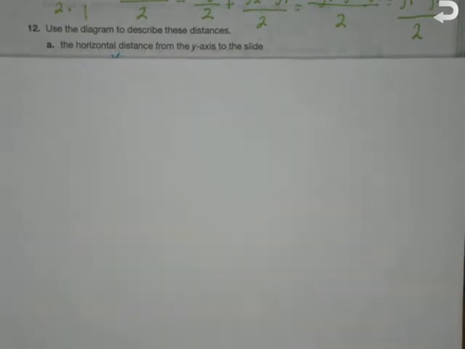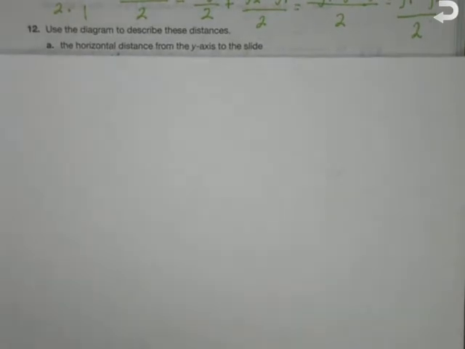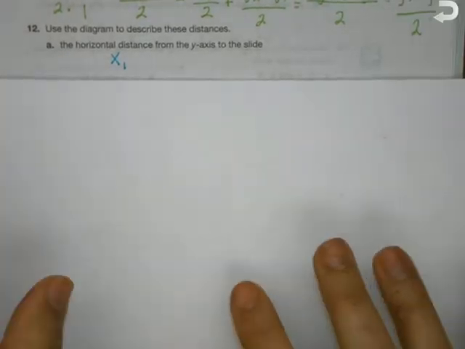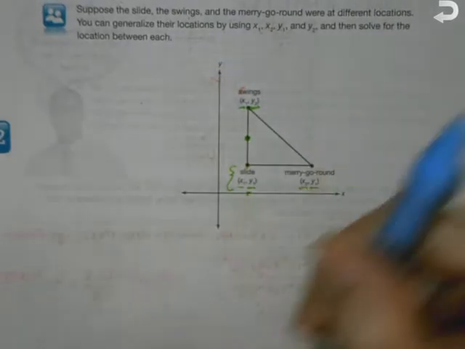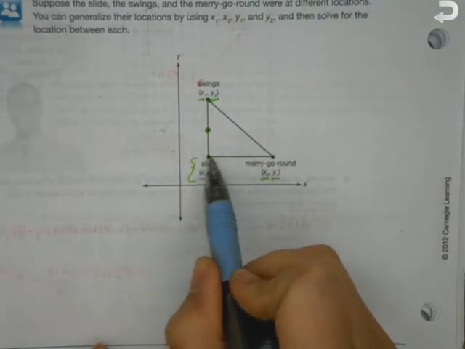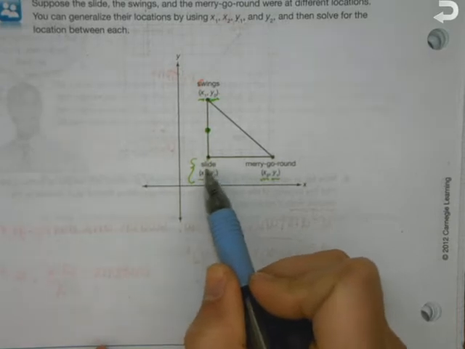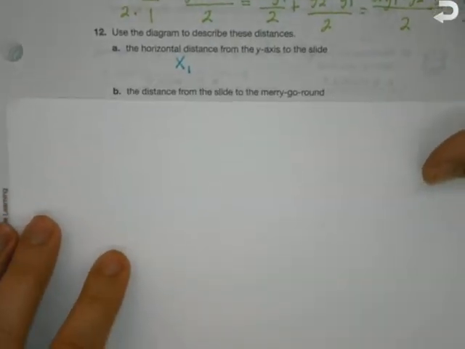Okay, guys, what is the horizontal, meaning side to side, distance from the y-axis to the slide? x1. That should make sense because the y-axis is right here, and the distance from the y-axis to the slide is what's given by the x-coordinate, okay? So that's the distance from there. So then, what would be the distance from the slide to the merry-go-round?